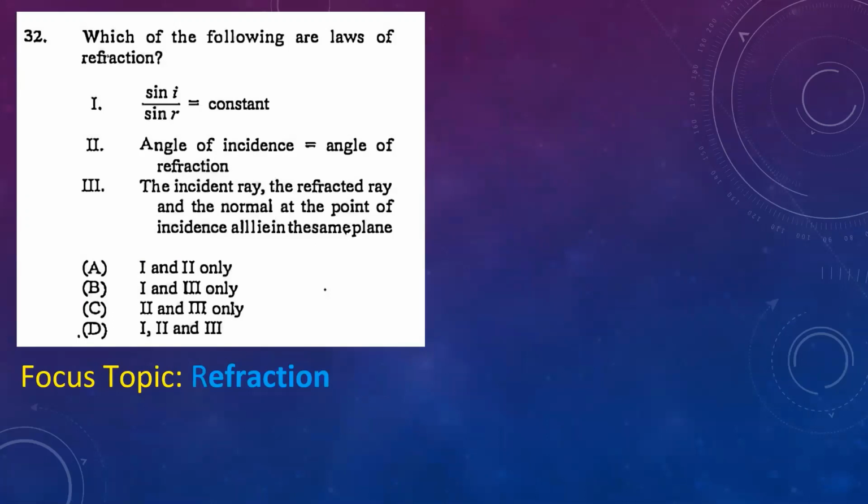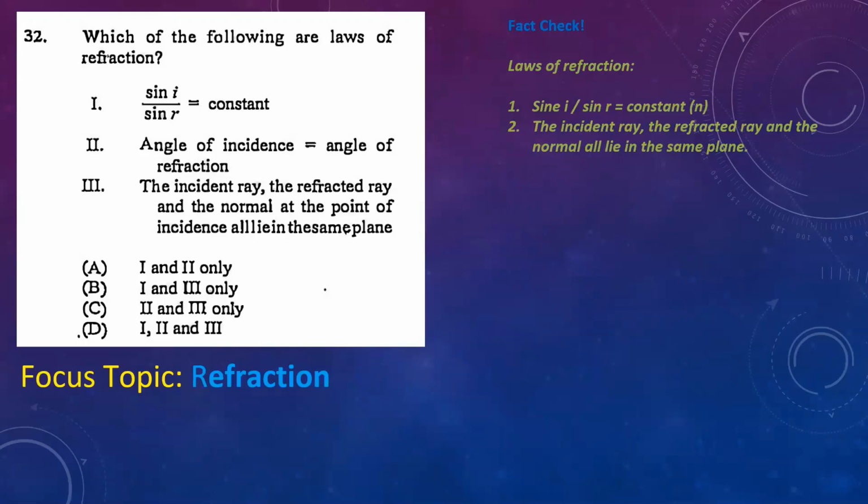Number 32, which of the following are laws of refraction? So we know two of the laws of refraction. Sin I divided by sin R is equal to a constant. And the second one, the incident ray, the refracted ray, and the normal all lie in the same plane. So 1 and 3 apply. Number 2 is actually a law of reflection, and therefore that is not a part of the answer. So 1 and 3, that is B.